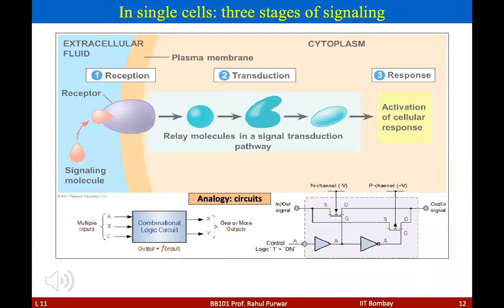If you think of an analogy, you give the inputs, and the inputs ultimately go into a combinatorial logic circuit, and this logic circuit you can by analogy call the signal transduction pathway. So the input you can think of as the receptor and signaling molecule interaction, and the output you think of as the response. And the circuit, the logic circuit, you can think of as the signal transduction pathway.